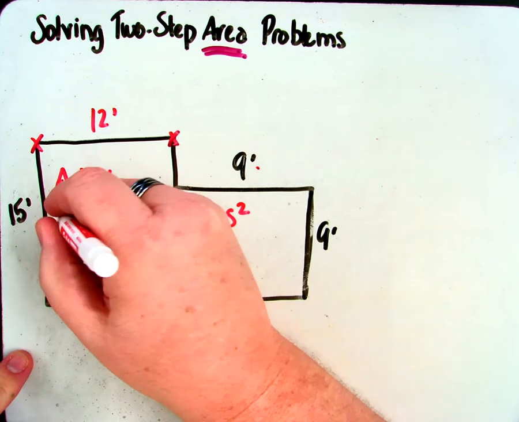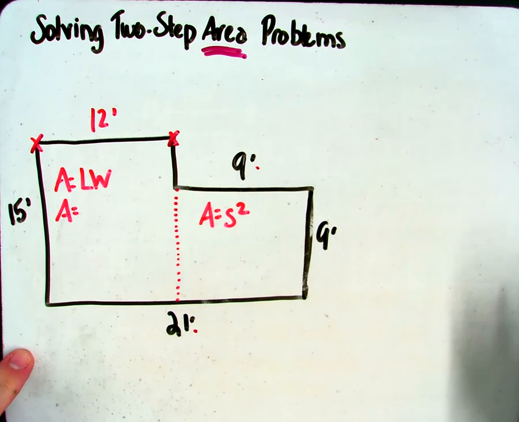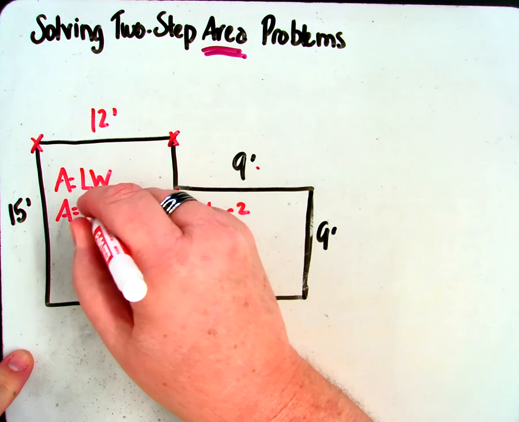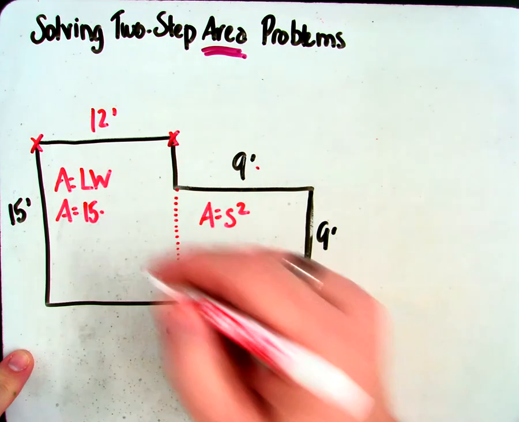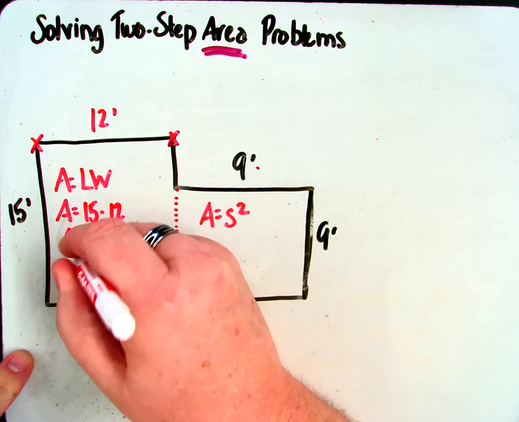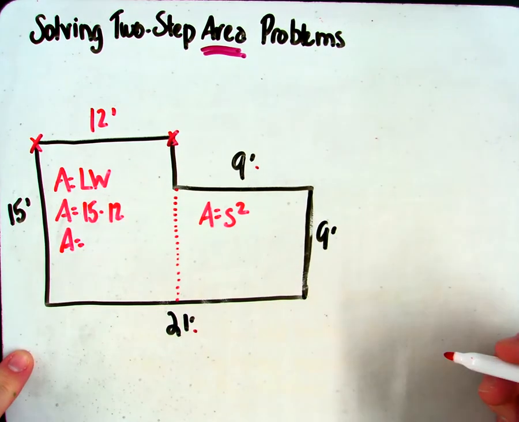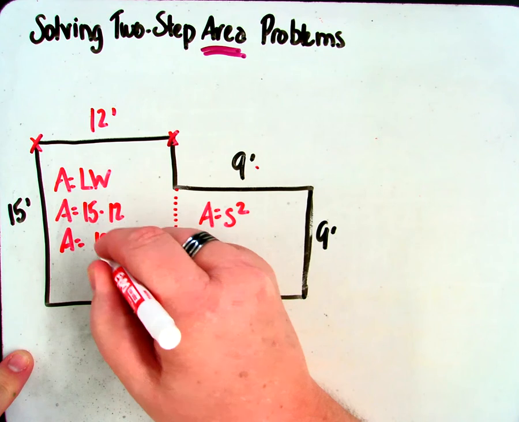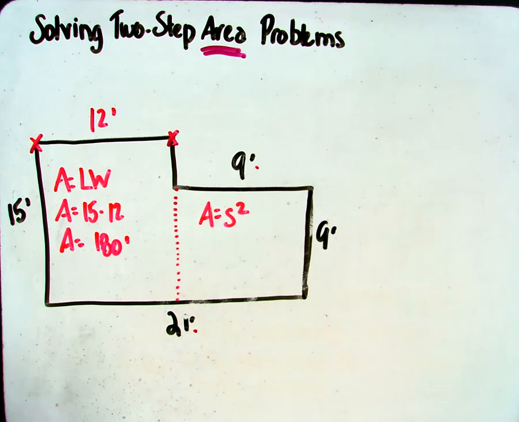Now, looking first at our rectangle, what is our length? Yes, sir. And what is our width? 12. And what is 15 times 12? Thank you. Now, keep in mind that's 180 square feet or 180 feet square.